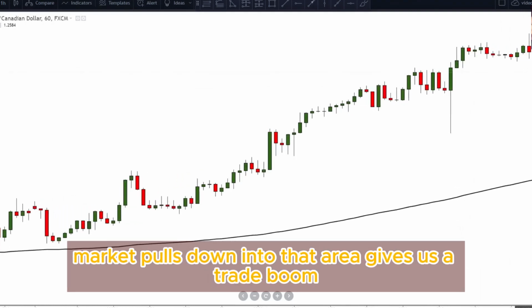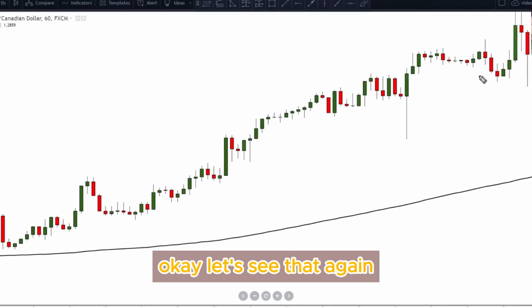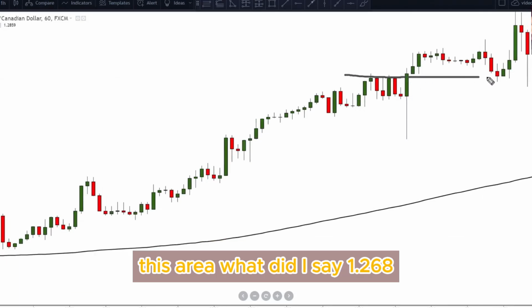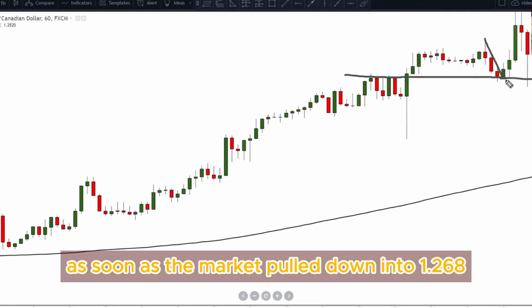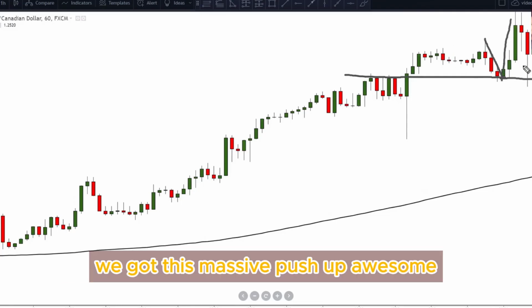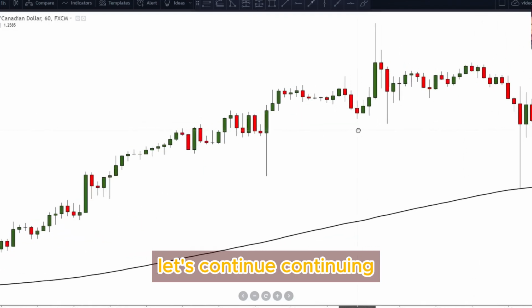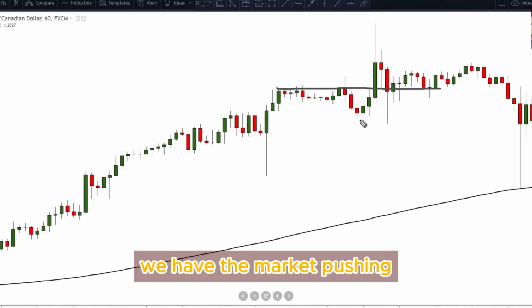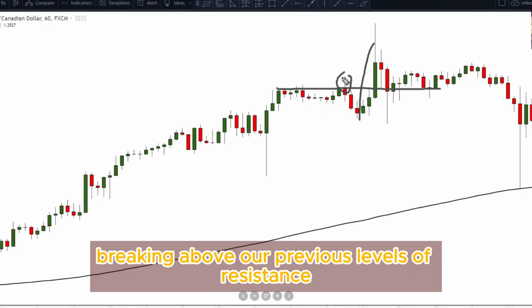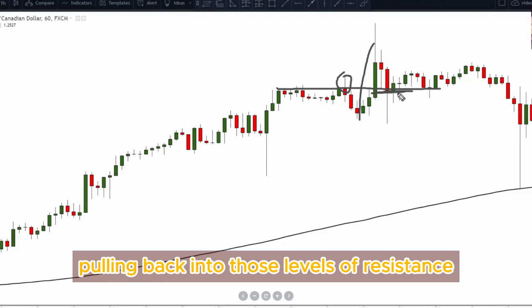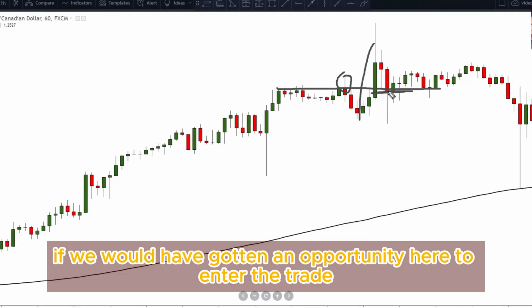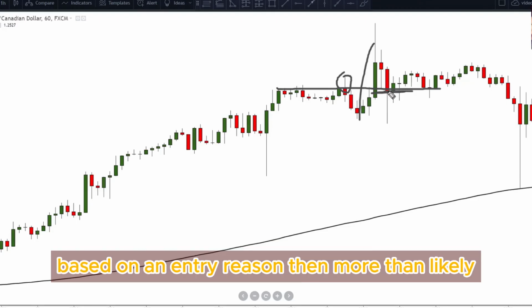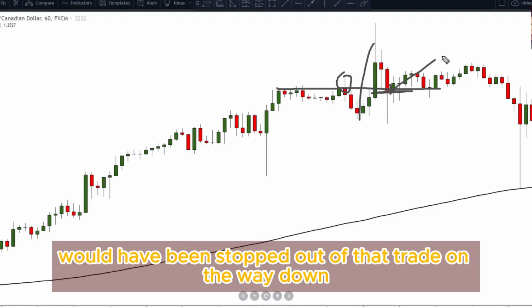Market pulls down into that area, gives us a trade. Boom. Okay. Let's see that again. This area, what did I say? 1.268. As soon as the market pulled down into 1.268, we got this massive push up. Awesome. Let's continue. Here would be an example of a loss. We have the market pushing, breaking above our previous levels of resistance, pulling back into those levels of resistance. If we would have gotten an opportunity here to enter the trade based on an entry reason, then more than likely we would have been stopped out of that trade on the way down.